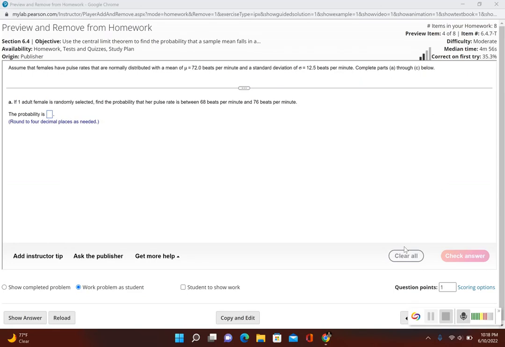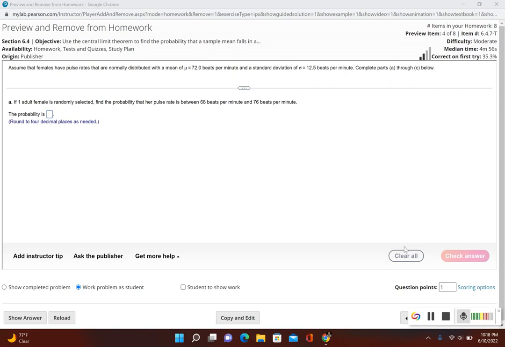In section 6.4, we take a look at the central limit theorem, where instead of just selecting one individual and then trying to find the probability that that individual, whatever value we're looking for, is above some certain value or below some certain value or even between some certain value, this time we're trying to take a sample and we're trying to see if the mean of that sample is above or below or in between some values.